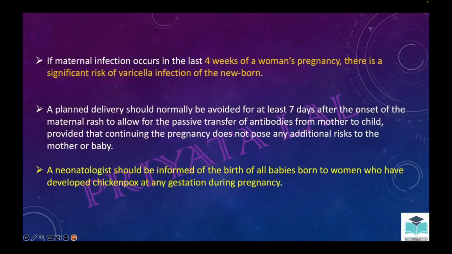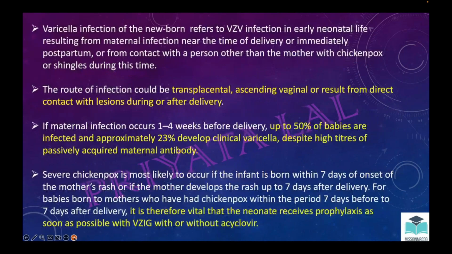Now, if the maternal infection occurs in the last 4 weeks of pregnancy, there is a risk of varicella infection in the baby. So planned delivery should be avoided for 7 days after the rash, so that passive transfer of antibodies can occur. And if the patient has developed chickenpox during pregnancy, the neonatologist should be informed so that they can keep watch on the baby. Now, it is important to know how the baby would get it. The baby can get this from the transplacental route, the ascending vaginal route, or direct contact with the lesions during and after delivery.